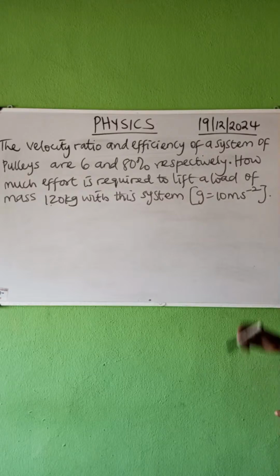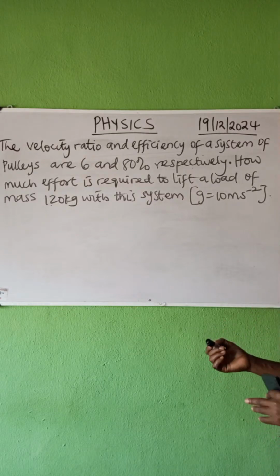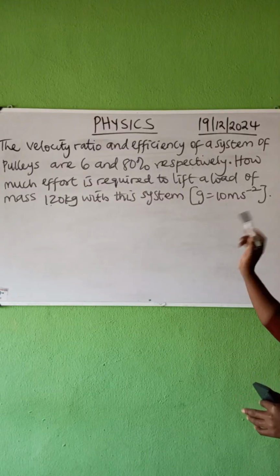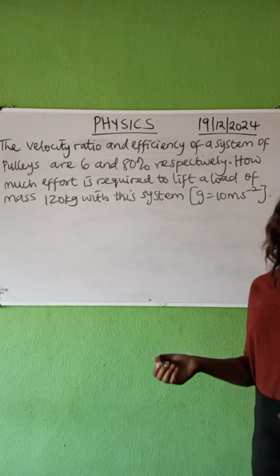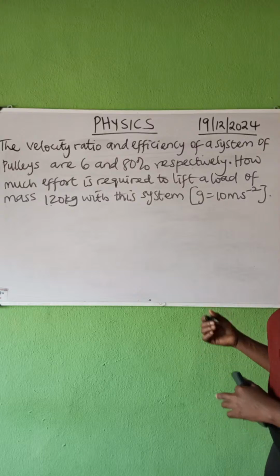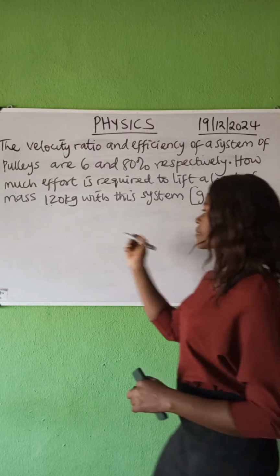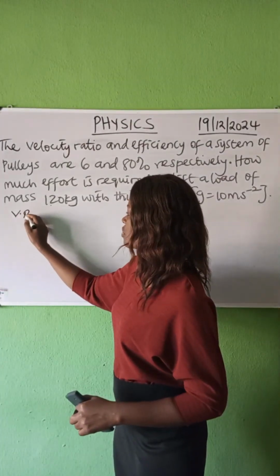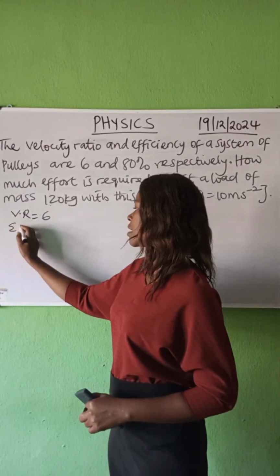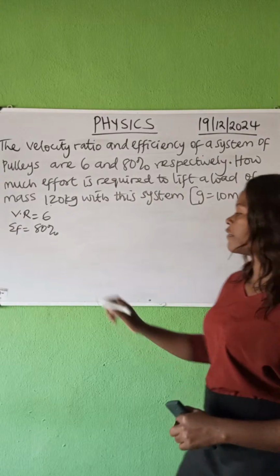I told you that the number of pulleys in a pulley system is equal to the velocity ratio. Now in this question, we are told that the system has 6 pulleys. Automatically, it means that the velocity ratio of this particular machine is equal to what? 6. Is that okay? The number of pulleys is equal to the velocity ratio. Now, we are going to say that my velocity ratio here automatically is equal to 6. Then efficiency is 80%.